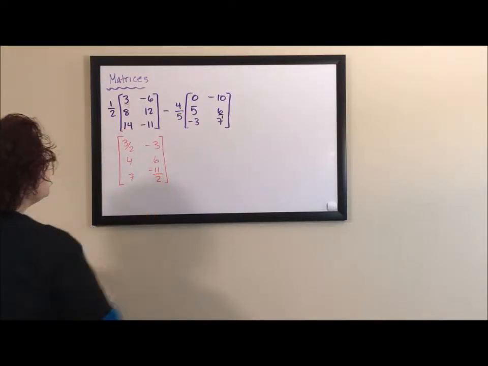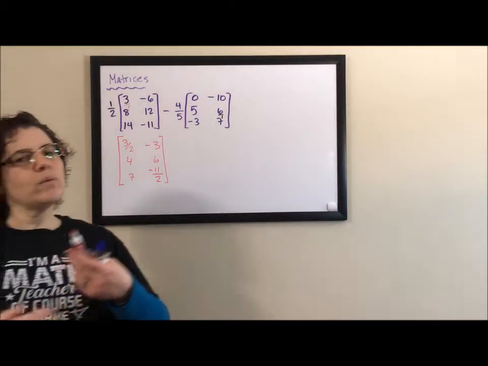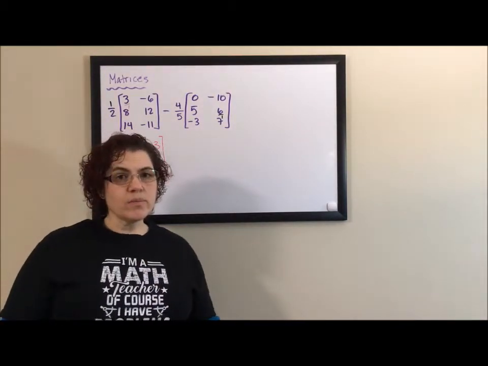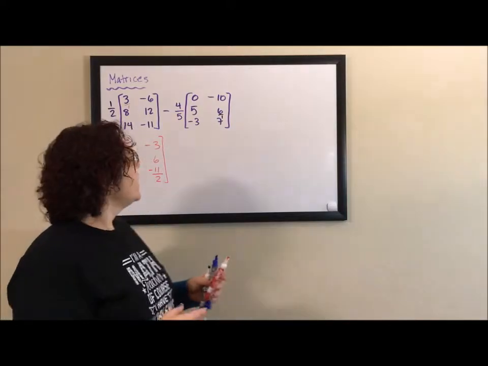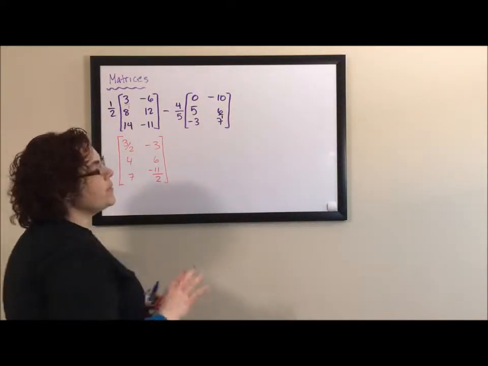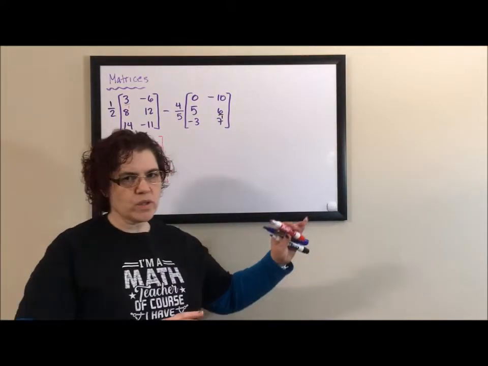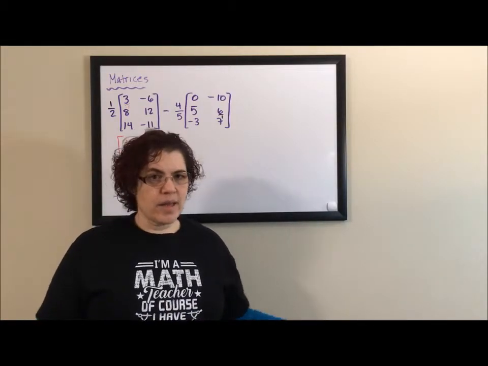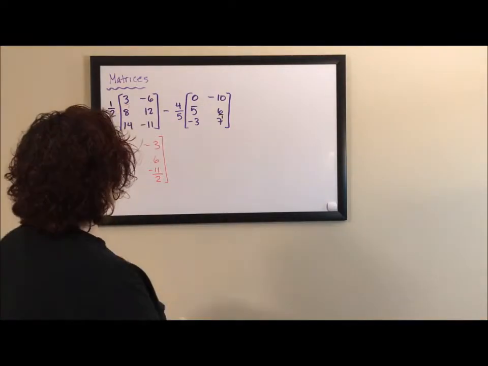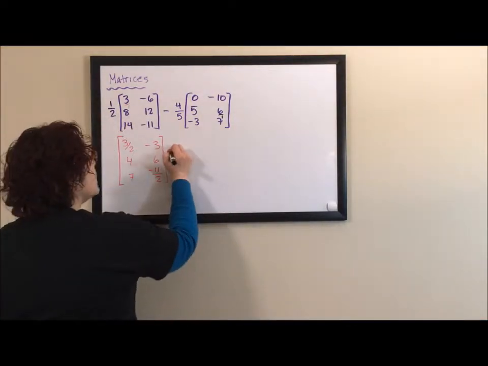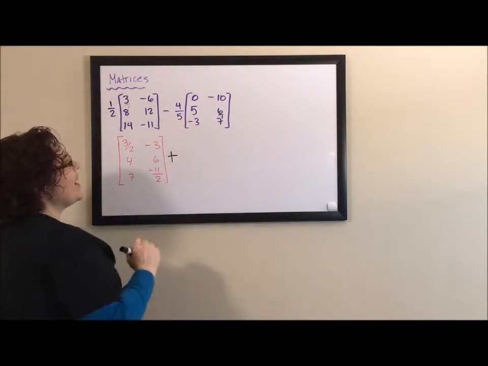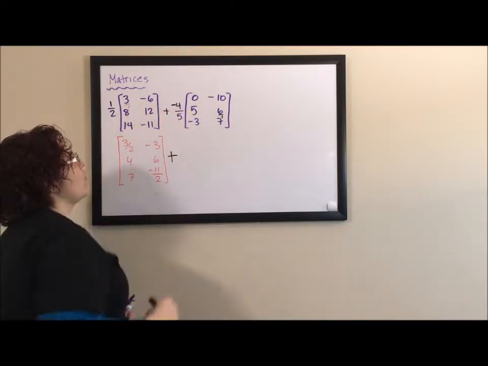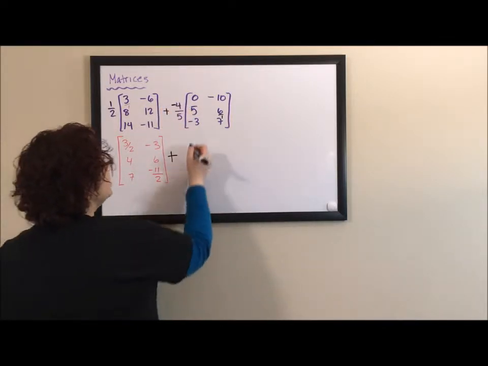Okay, now it says minus. I don't like subtracting matrices because I find you will subtract the first few elements fine, but as you work through the matrix, you will stop subtracting, start adding, and everything goes awry. So what I'm going to do is say plus and multiply through by -4/5. Okay, -4/5 times 0 is 0.